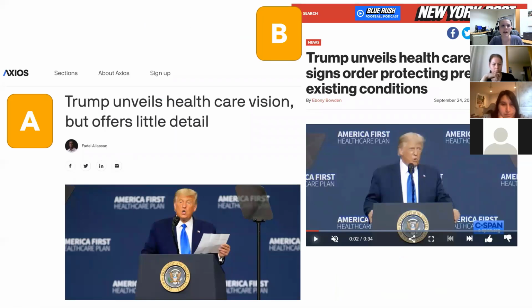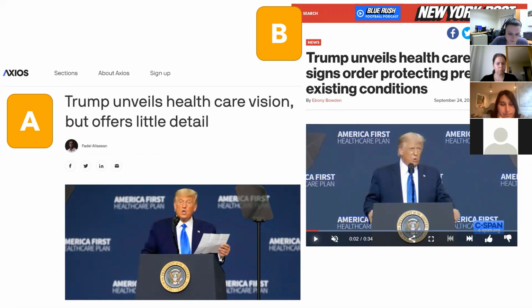Okay, so out of these two, is one of them more biased, or are neither of them biased? A is more biased because it goes a little further. It says offers little detail. It's a little bit more of a charged language, I guess. New York Post simply states what he did, while Axios adds a little bit more than what he does. Right. It seems like that offers little detail is a little bit of a dig.